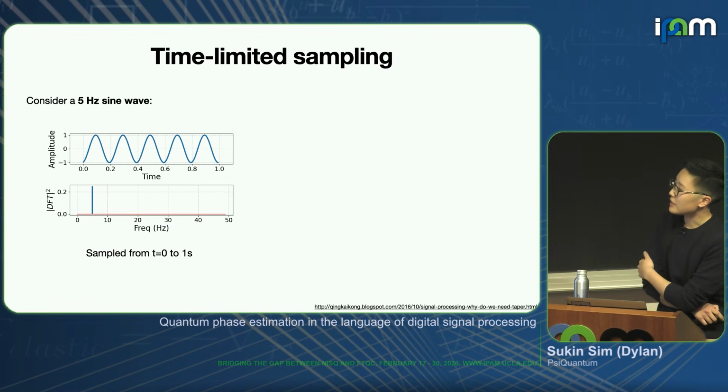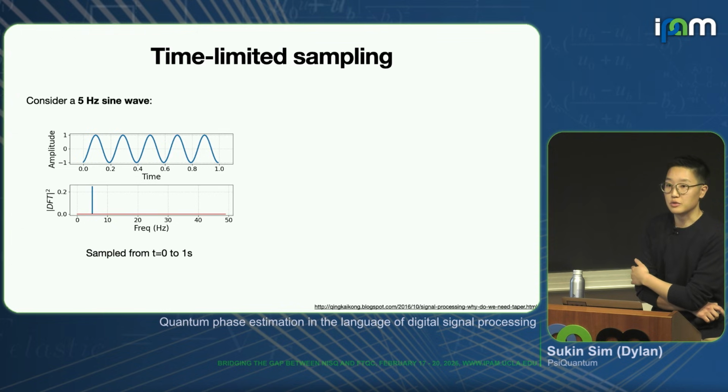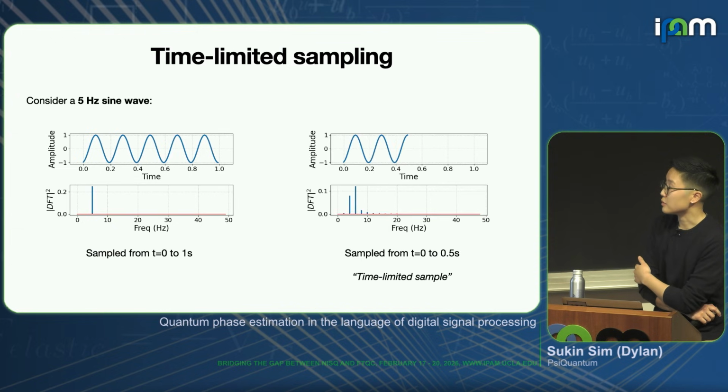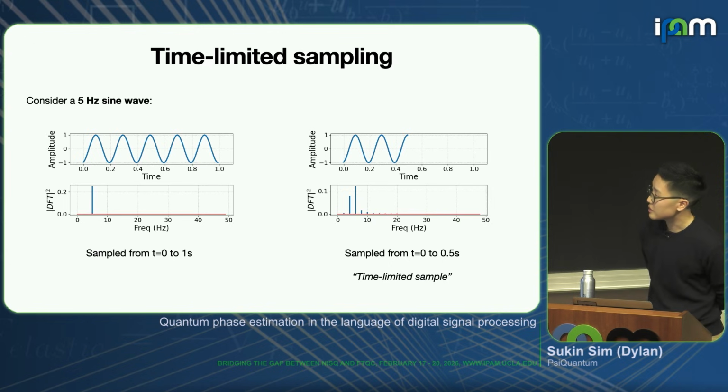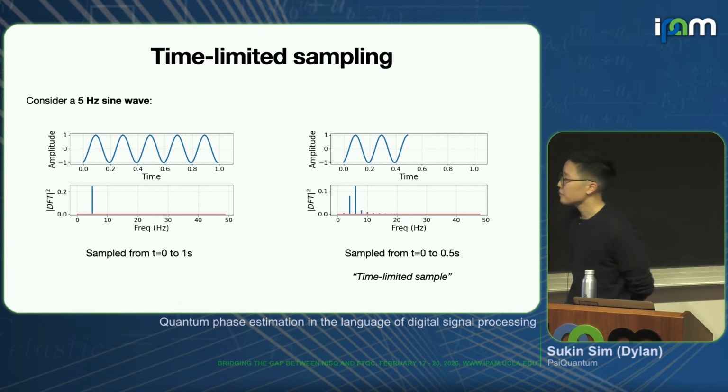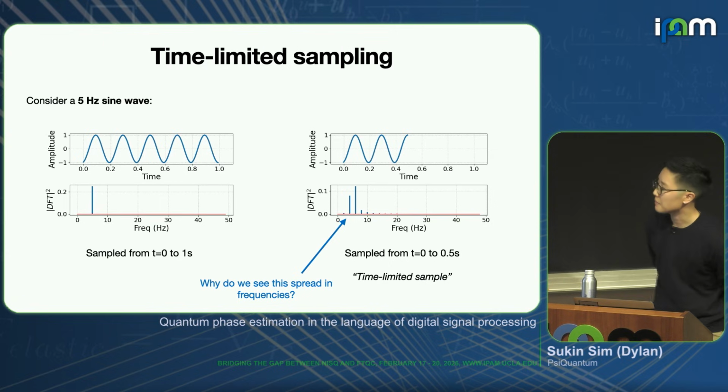But suppose we sample it from 0 to 0.5 seconds instead, and we see a truncation in this sampling duration. Now the corresponding power spectrum has still this dominant peak or mass around 5 hertz, but now there's a wider spread about that dominant peak. So the question is, why do we see this spread?